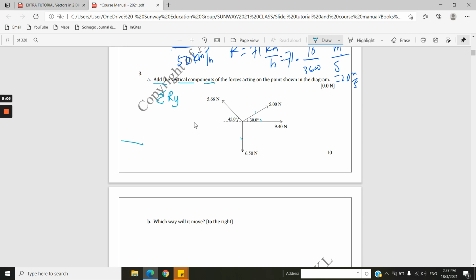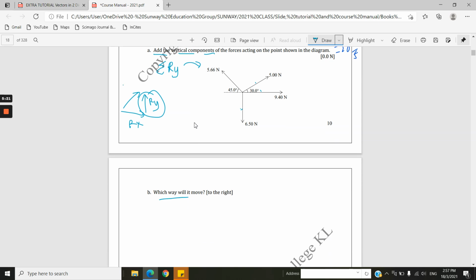You remember, if this is your vector, you have x and you have y. So they ask you to find the y component. How much is the y component of these 4 vectors added together? Which way will it move? Which way it will move means your resultant force, where it goes at the end.